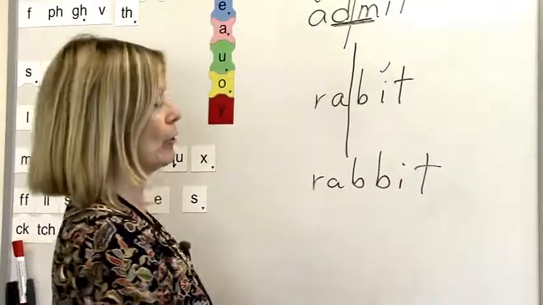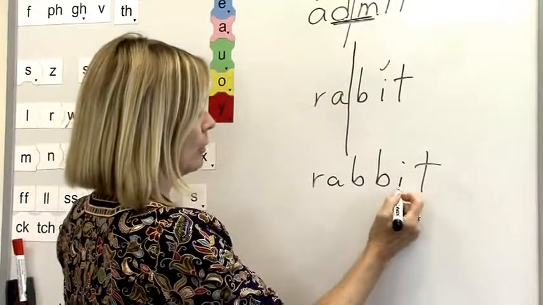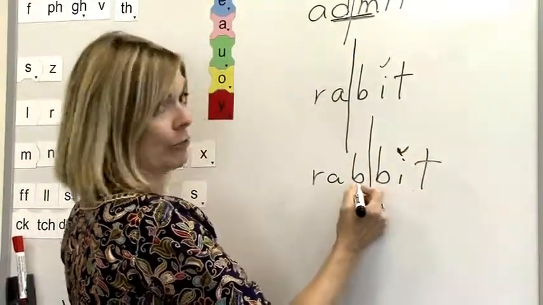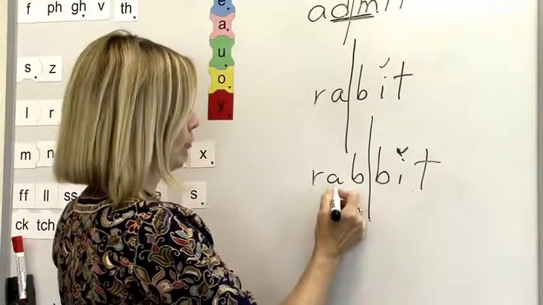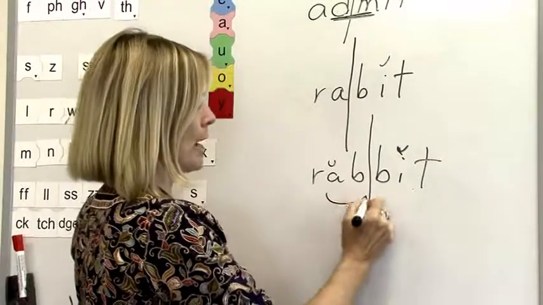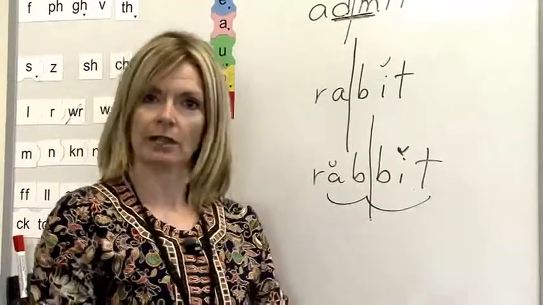Now let's check with the vowel grab. Go to our consonant. There's the vowel. He grabs the consonant next door. Bit. We have a consonant. Vowel. The vowel grabs the consonant next door. Rabbit. Yes. Now I know what I've got.